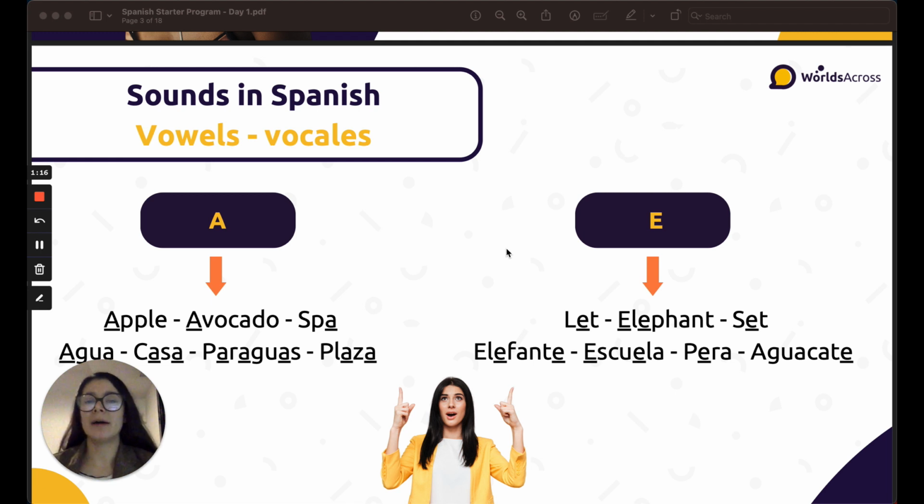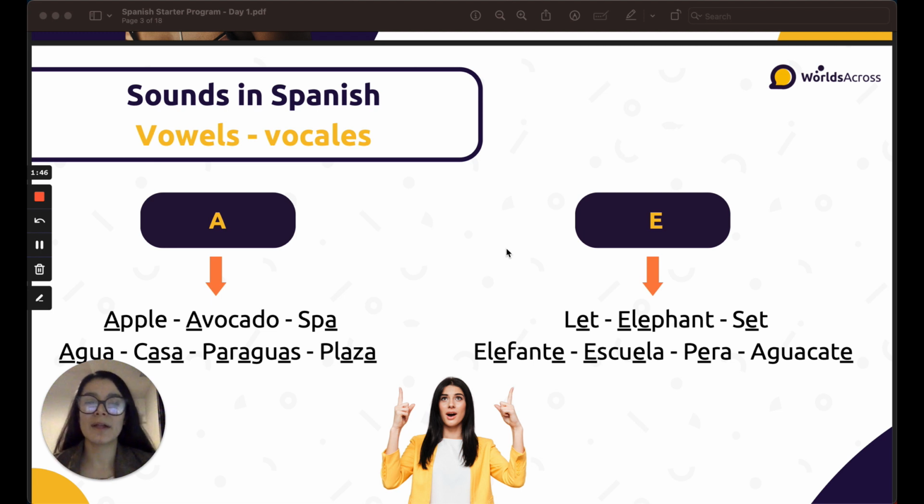So now let's start with the letter A, okay? The first one, A. So in English, you have that sound in the words apple, avocado, and spa, okay? In Spanish, we have some other words that are agua, casa, paraguas, plaza, and those words are very, very similar in sound to the ones you have in English for apple, avocado, and spa, you see?